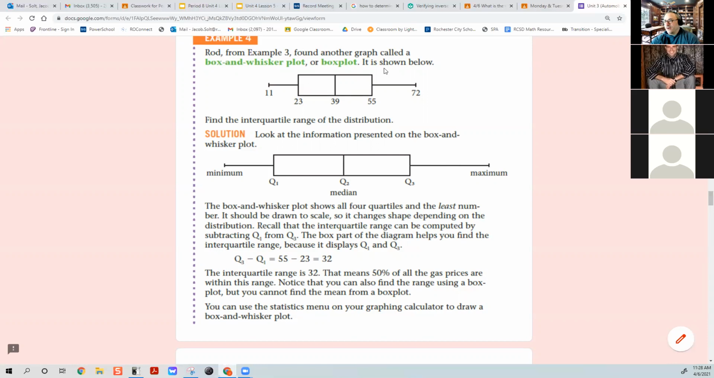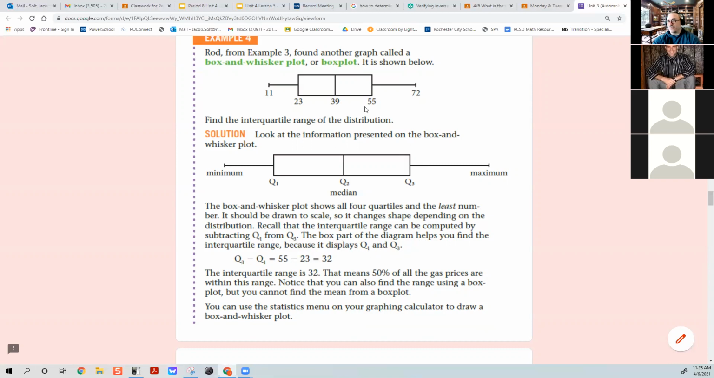All right, so let's see. The box and whisker plot shows all 4 quartiles and the least number. It should be drawn to scale, that's on a number line, so that it changes shape depending on the distribution. Recall that the interquartile range, the IQR, can be computed by subtracting Q1 from Q3. The box part of the diagram helps you find the interquartile range because it displays both Q1 and Q3.